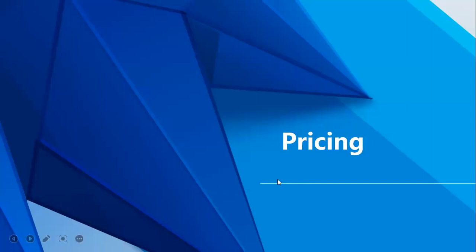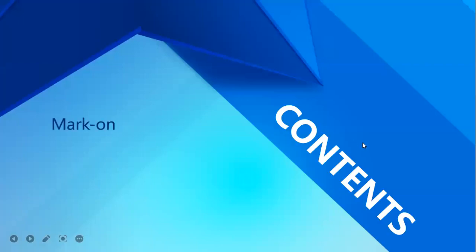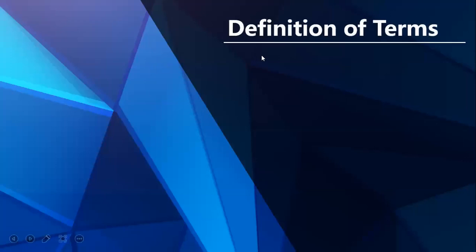The contents that we need to discuss are all about mark-on, markup, and markdown. So let's start first by defining the following terms.